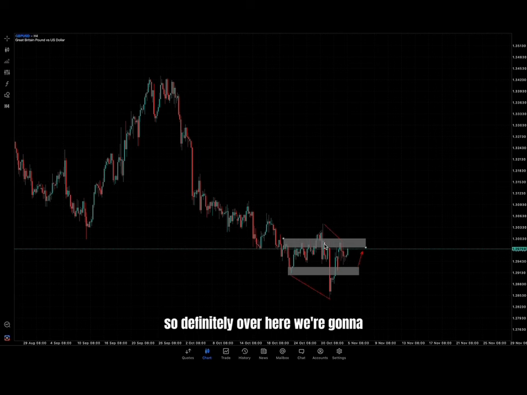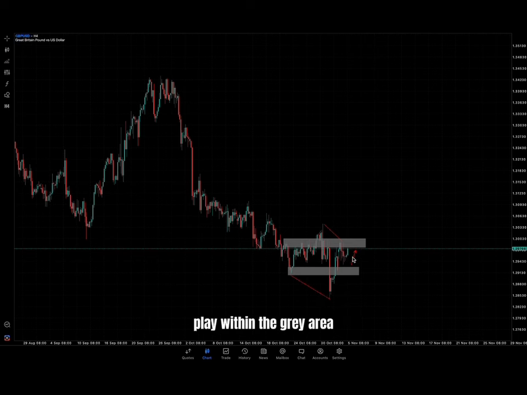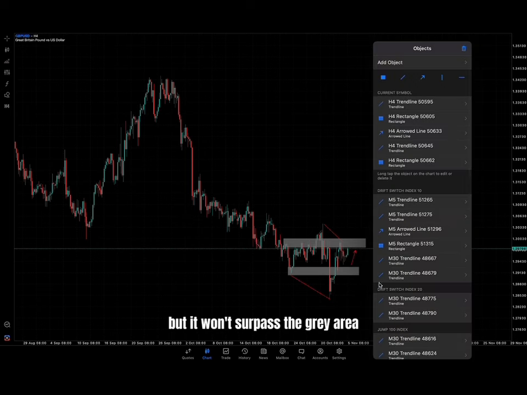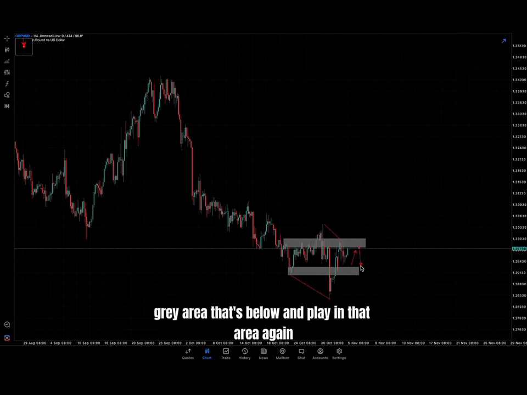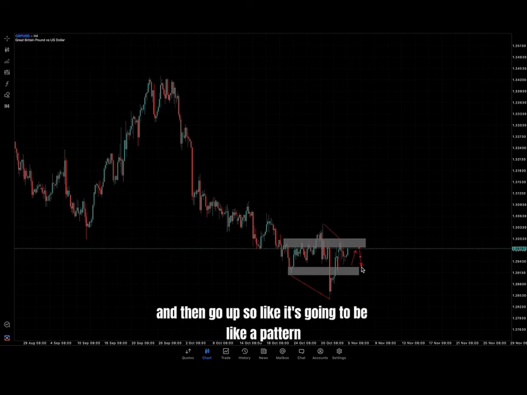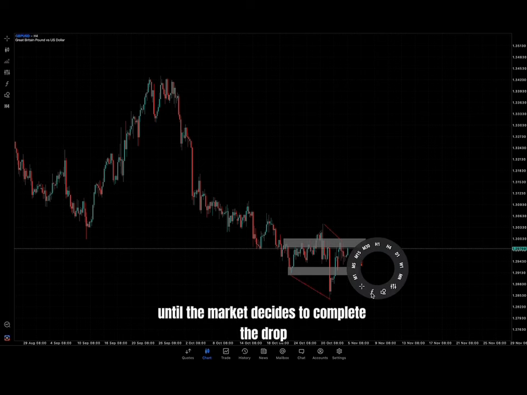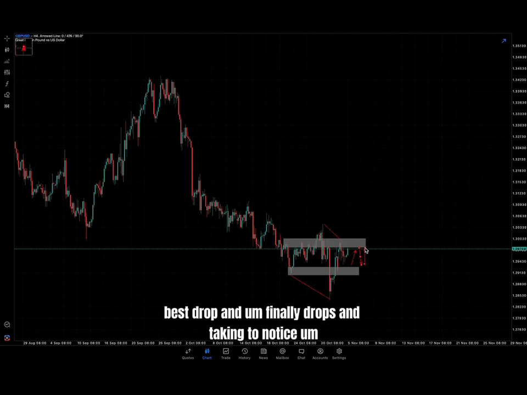So definitely over here we have seen that the market is going to play to the upper region and play within the gray area, but it won't surpass the gray area, and then it will come down to the gray area that's below and play in that area again and then go up. So it's going to be like a pattern going forth until the market decides to complete the drop base drop and finally drops.